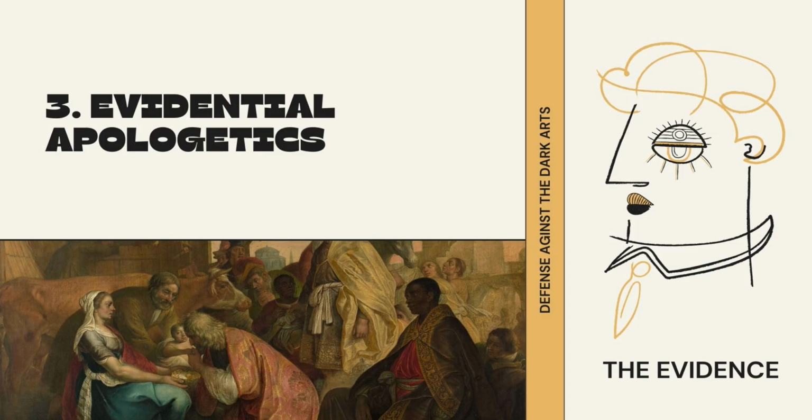Number 3, evidential apologetics. This builds a cumulative case using historical, archaeological, and scientific evidence to prove Christianity, but it is not to be mistaken with the cumulative apologetic form, which we will talk about in just a minute. This is best for historical reliability of Scripture, the resurrection, miracles, and fulfilled prophecy. It appeals to people who demand empirical proof and works well with skeptics.